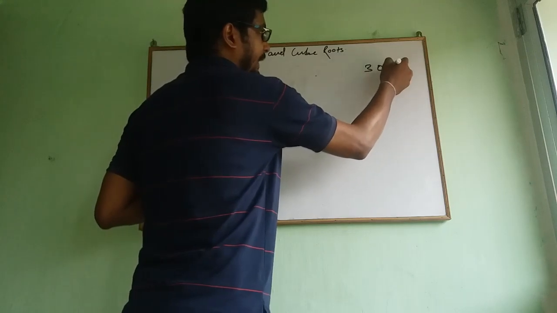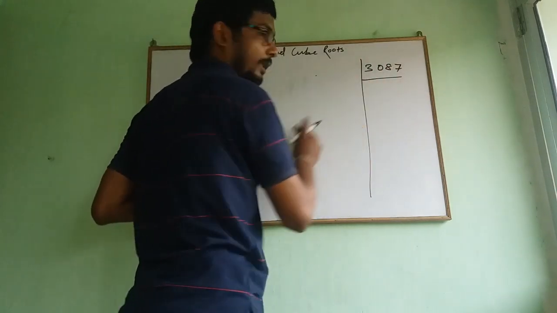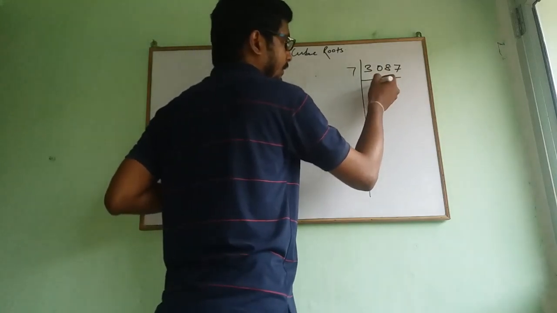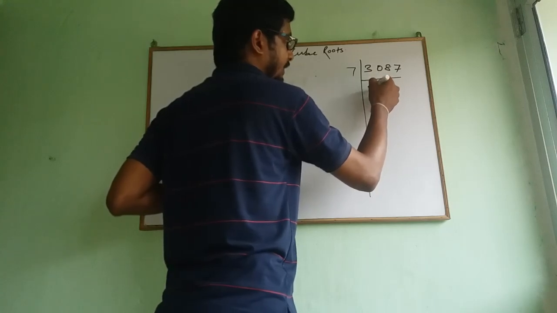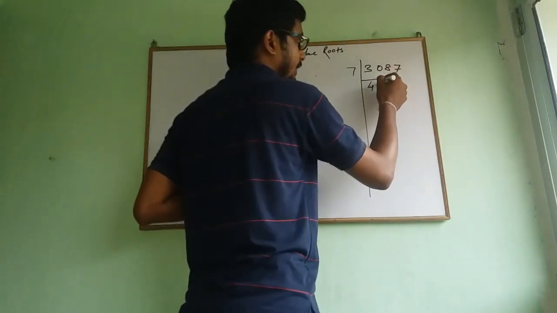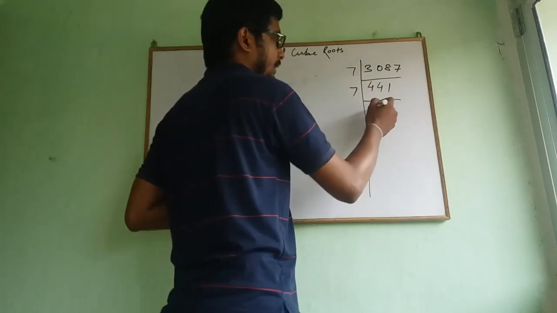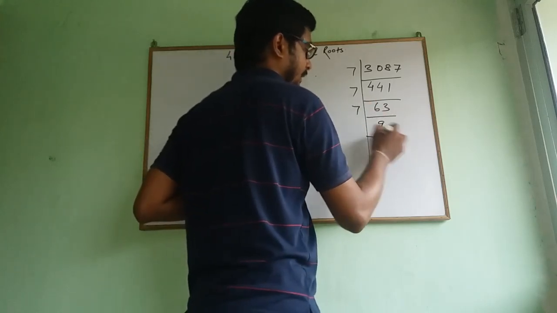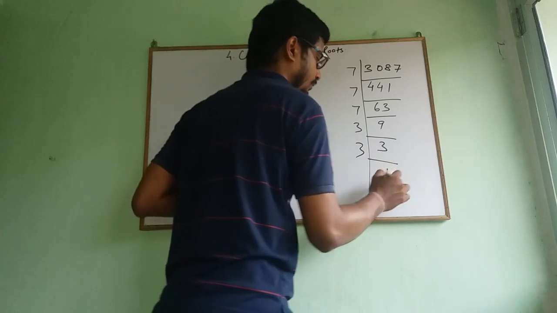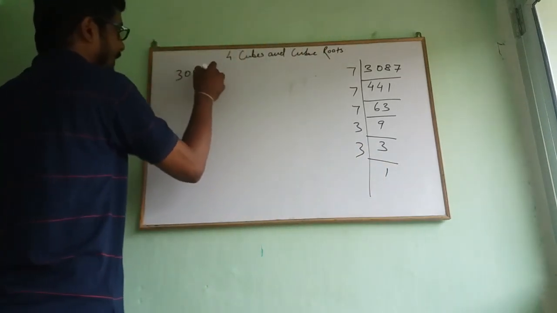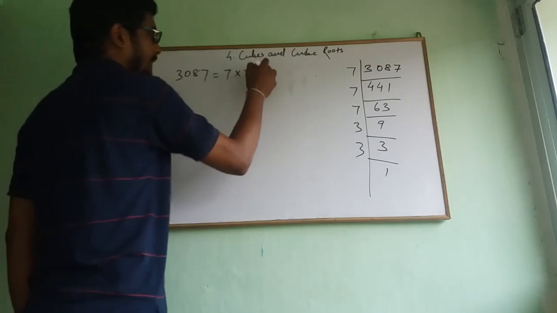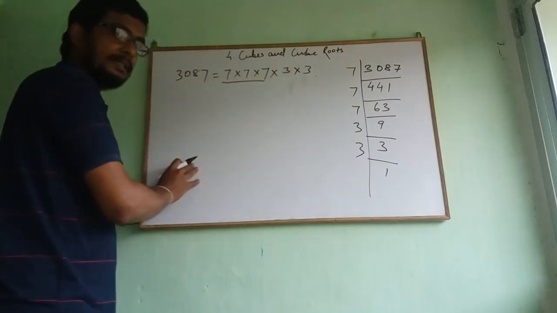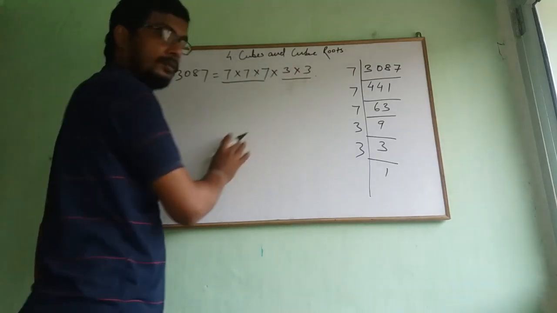First of all, I have to find the prime factorization of 3087. So it will be 7, 4 are 28. Then again 7, 4 are 28, 7 1 are 7. 7 6 are 42, 7 3 are 21, 7 9 are 63, then 3, 3, 3, 1. So I will write 3087 as 7 into 7 into 7 into 3 into 3. Now you can see here 7 makes a triplet, but 3 can't.